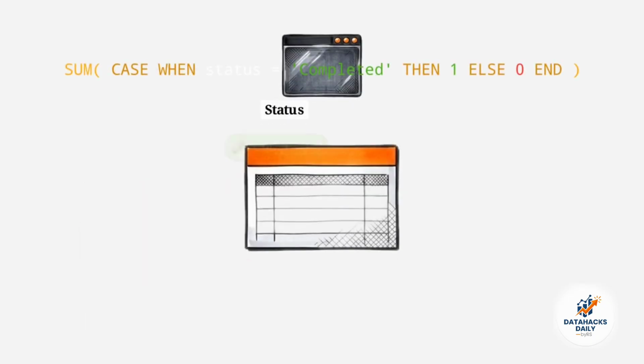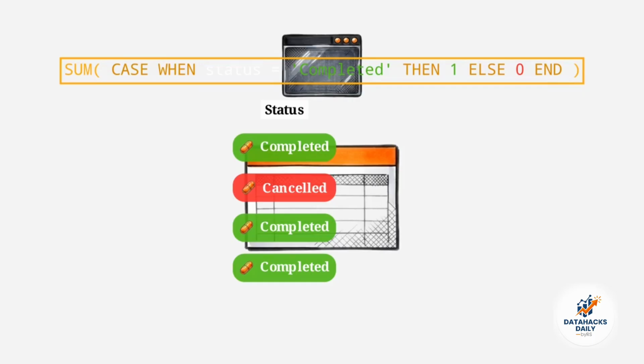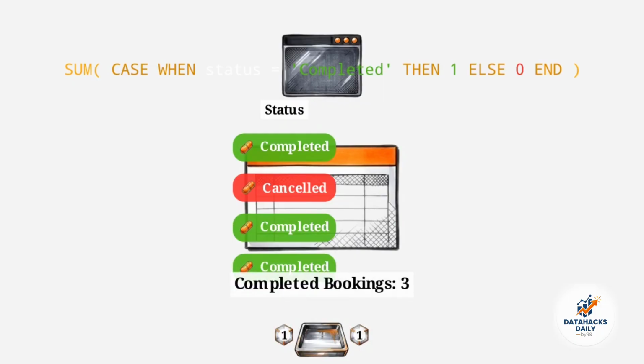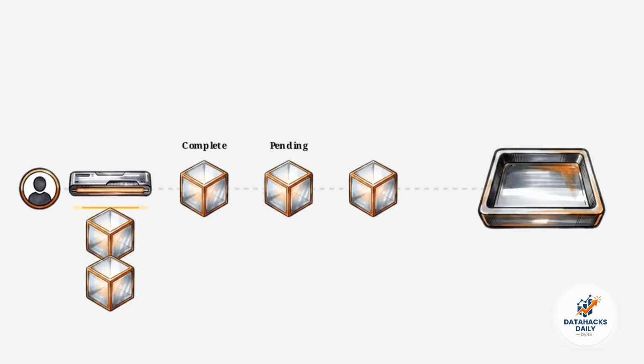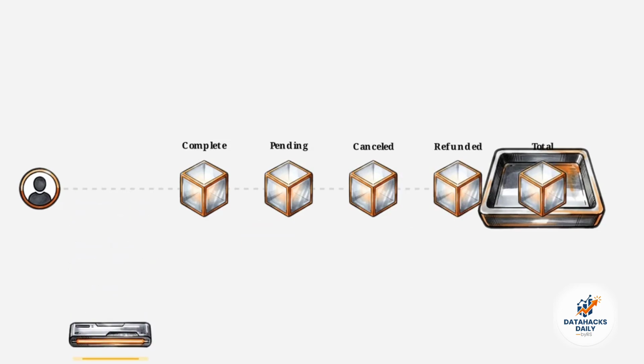To separate completed stays from cancellations, we use conditional aggregation. We place a case when statement inside a sum function, assigning a 1 if the status is completed and a 0 otherwise. This pattern allows the database to scan the rows vertically and pivot that data into separate, horizontal columns for each host in a single pass.